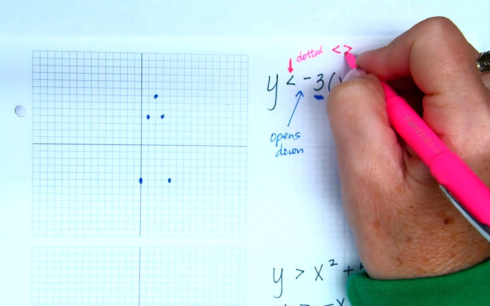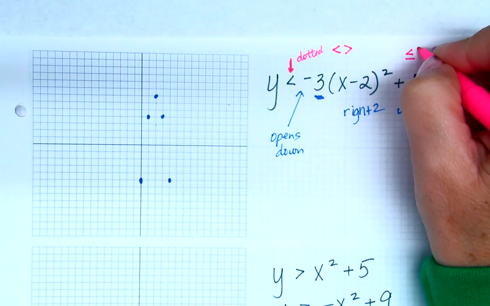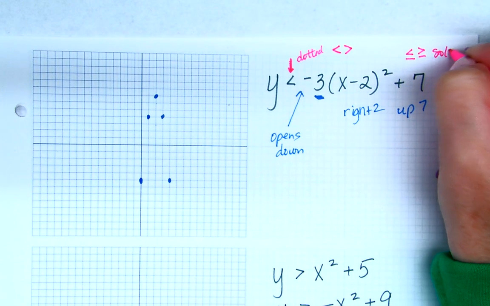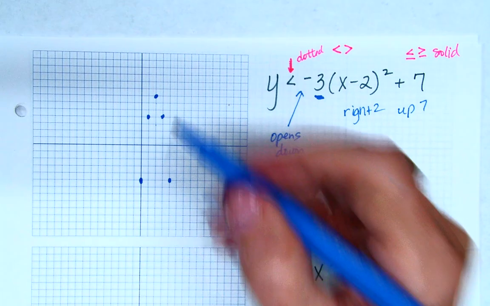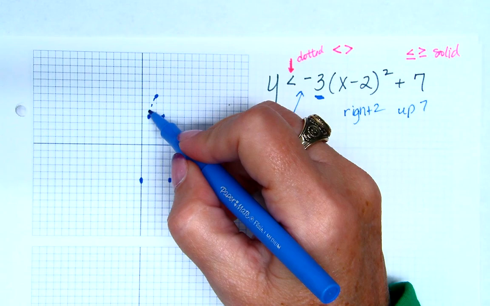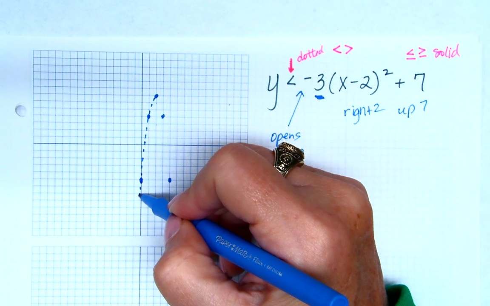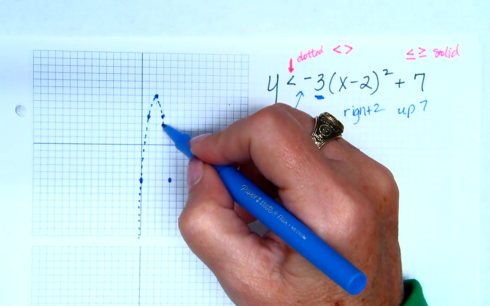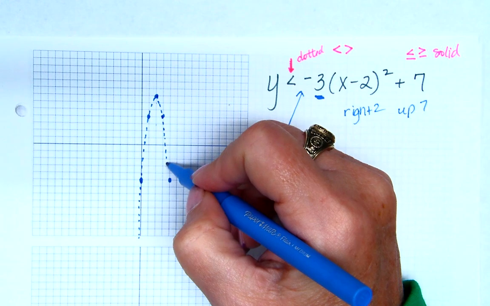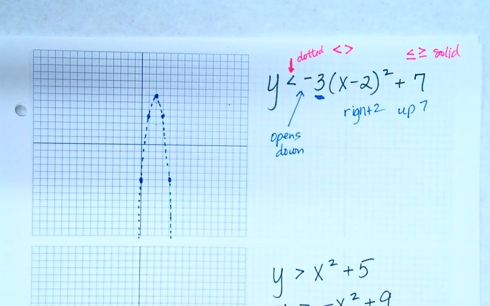What makes it dotted? Less than or greater than. What makes it solid? Less than or equal, greater than or equal. That's a solid line, right? Okay. So I'm going to draw a dotted line. Now, we also said we have to what?